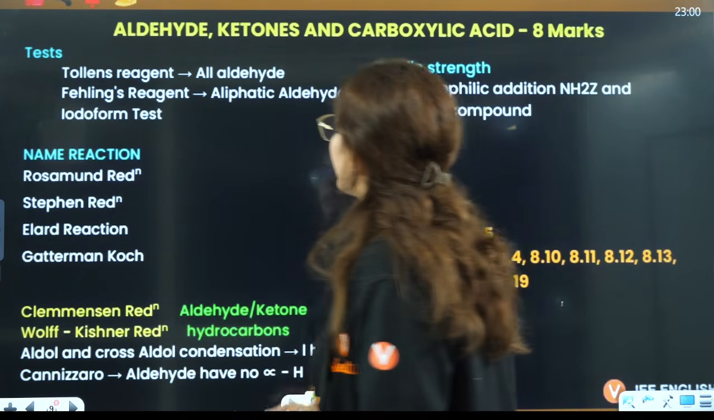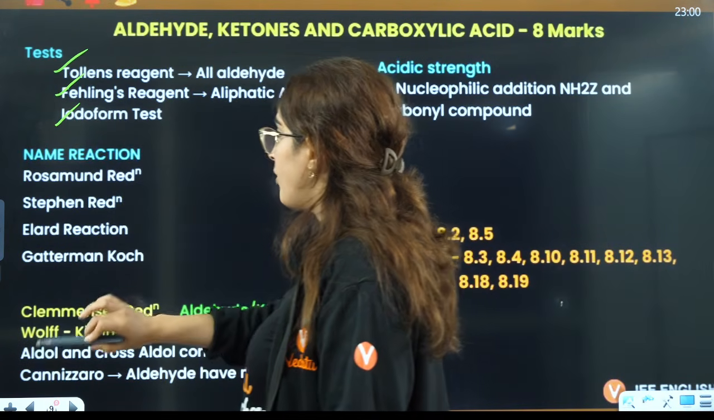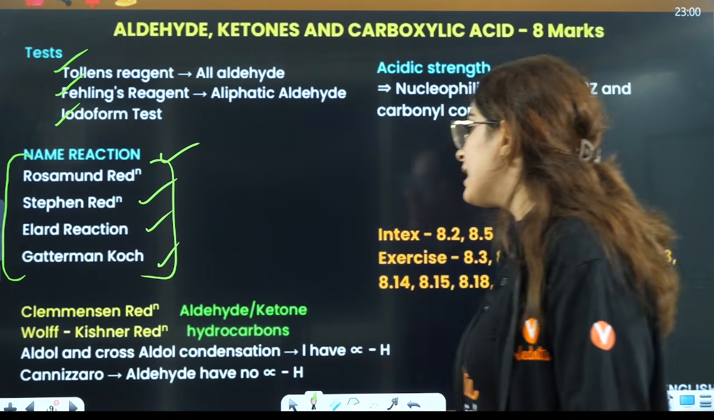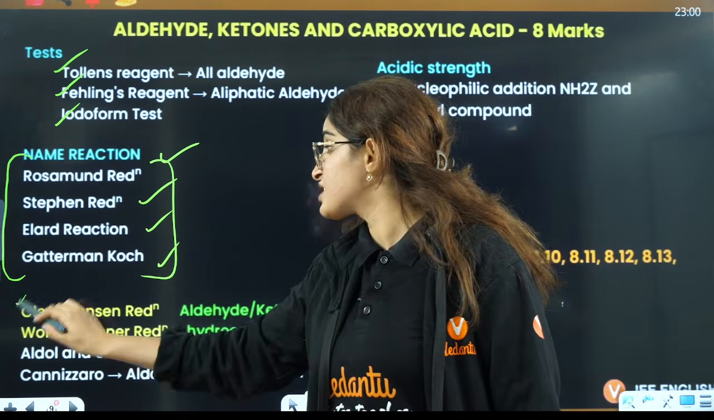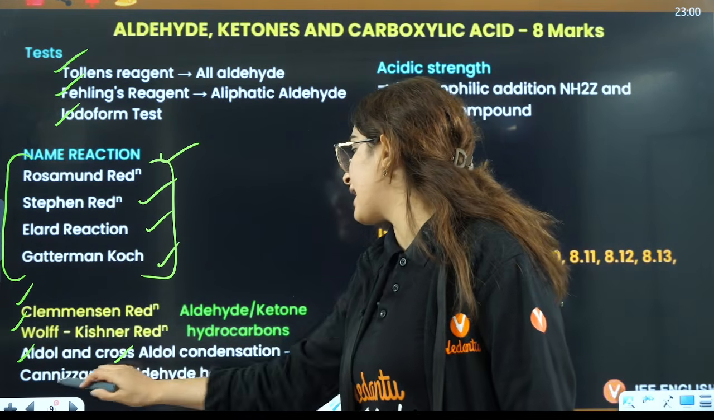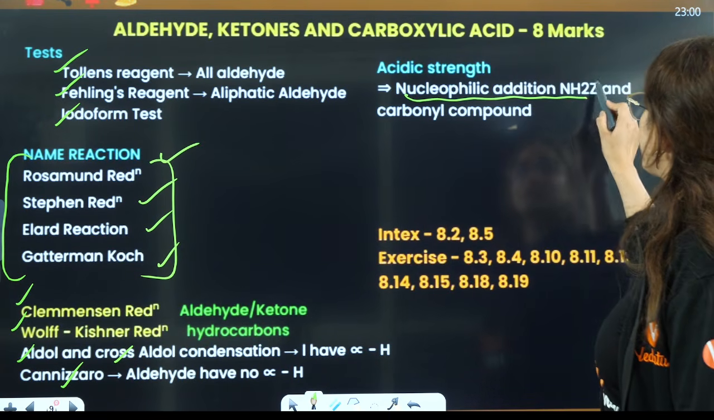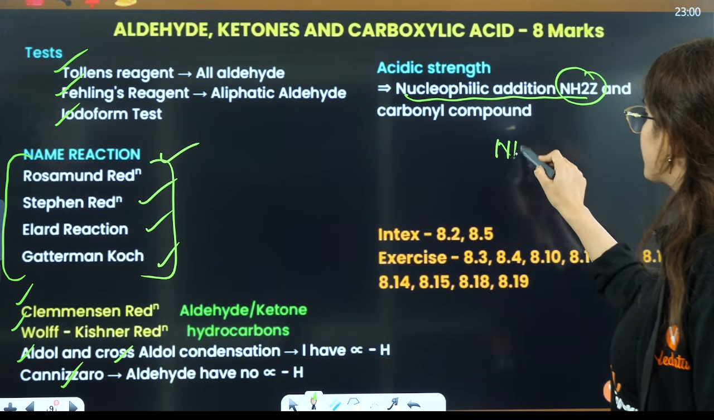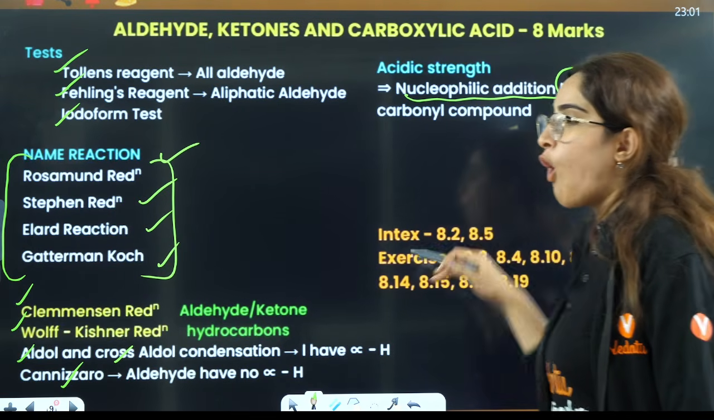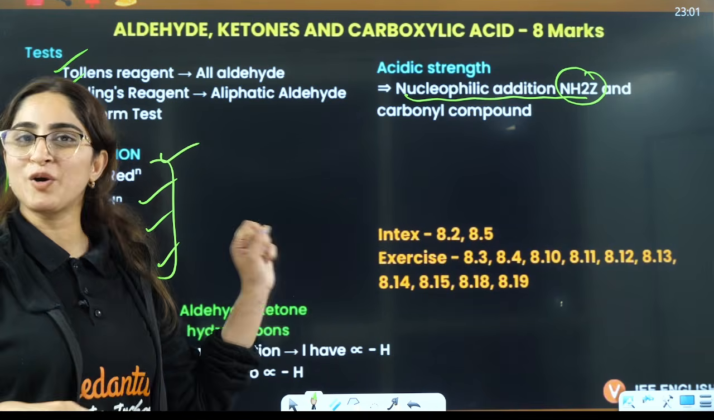Now from aldehydes, ketones and carboxylic acids, all the tests like Tollens, Fehling and iodoform. Then naming reactions like Rosenmund, Stephen, Etard and Gattermann. Then other reactions like Clemmensen and Wolff-Kishner, aldol condensation, Cannizzaro reaction, all of that. Then nucleophilic addition of NH2Z with the C=O, what will be the answer for that? All these are the important reactions that you must go through and these are the questions, right?